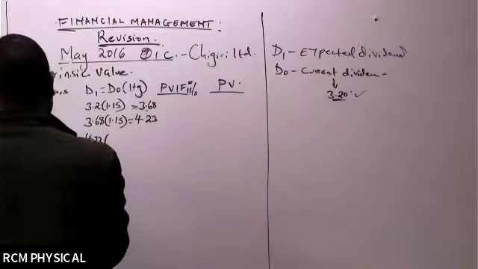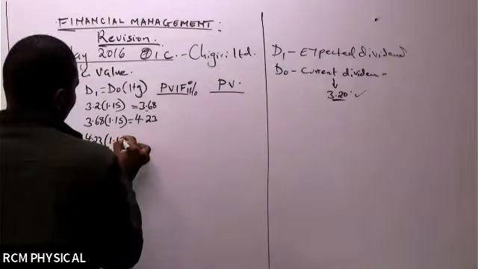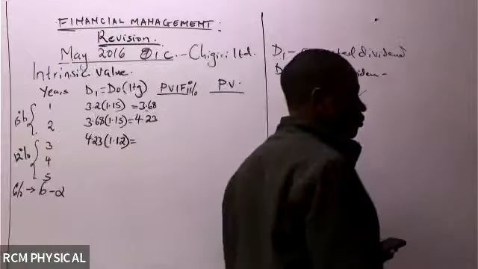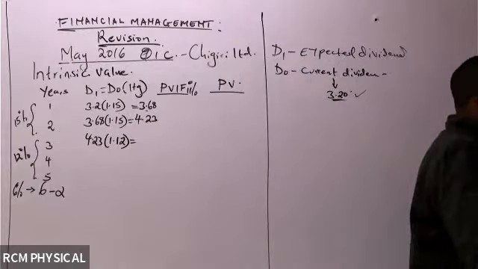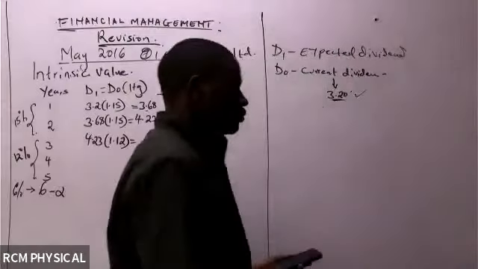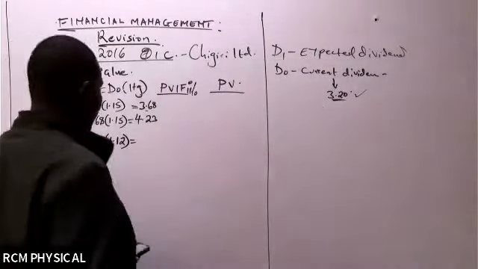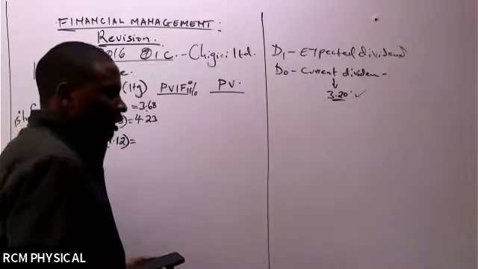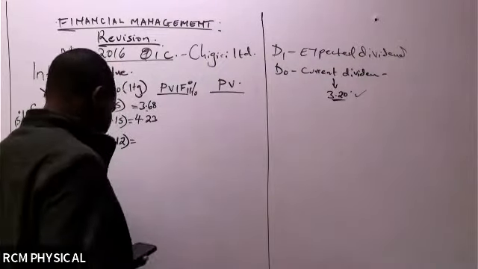Now the dividend is growing at a rate of 12%, so times 1.12. So now for that year, it is growing at a rate of 12%. So what will be our value here?